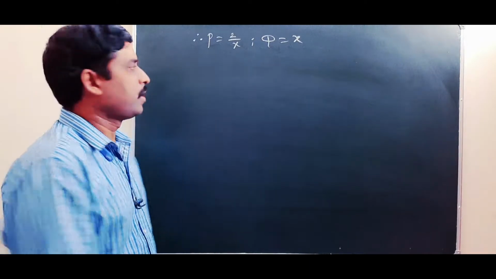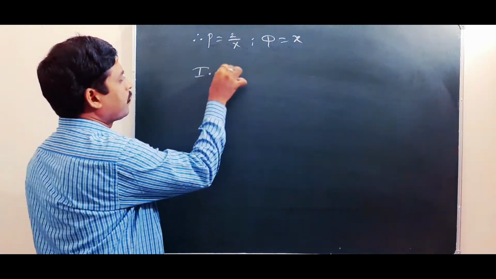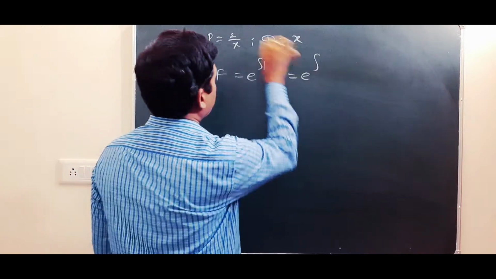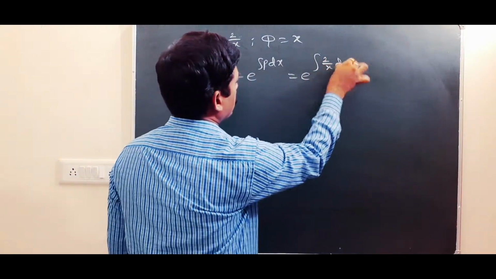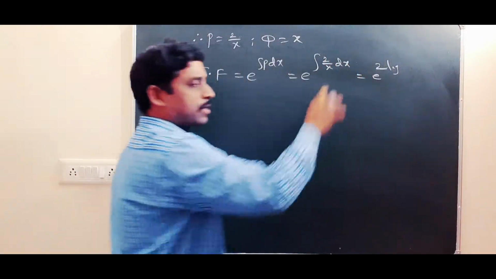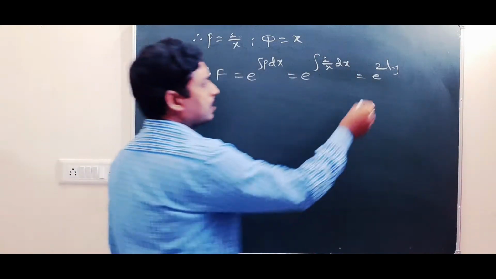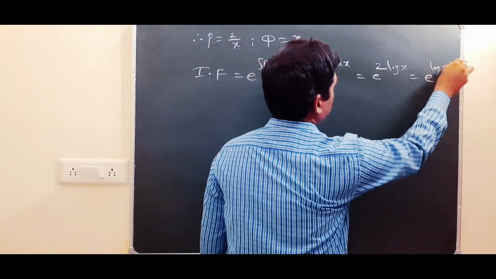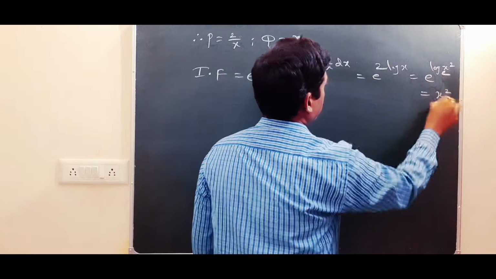First we have to find the integrating factor. The integrating factor formula is e to the power integral p dx. E to the power integral of 2 by x dx. Taking the constant 2 out, the integral of 1 by x is log x. So e to the power 2 log x is e to the power log x square base e, which is nothing but x square.